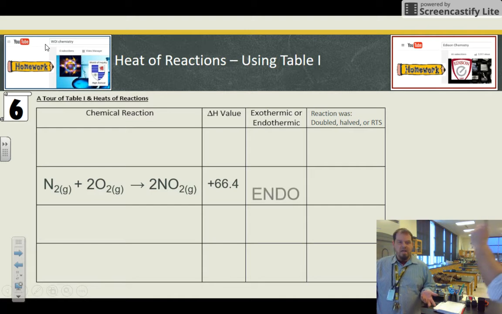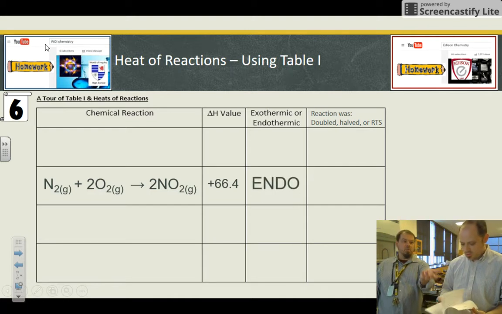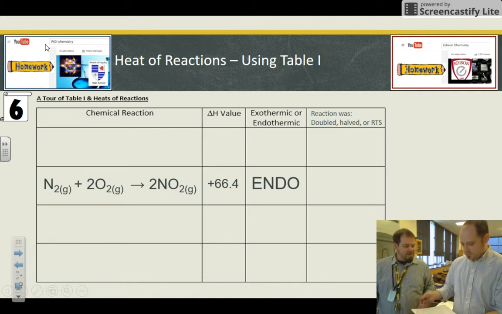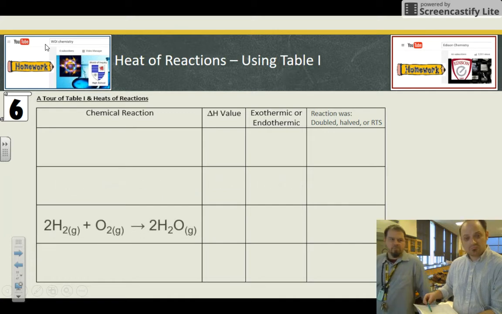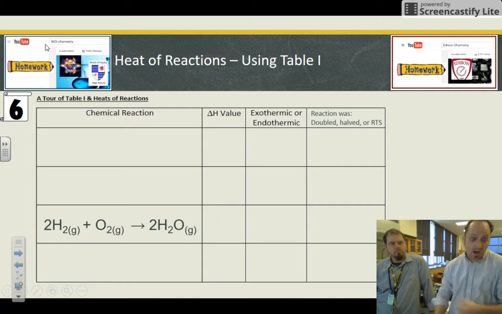So positive tells me instantly that it's endo. And with that one, it is not doubled. Is there any chance it's halved? No, it is just the same. So it remains the same. Next reaction: 2 hydrogen gases plus 1 oxygen gas makes 2 H2O gases.